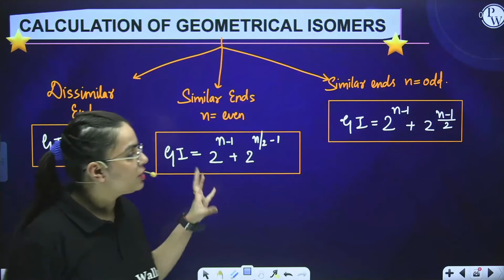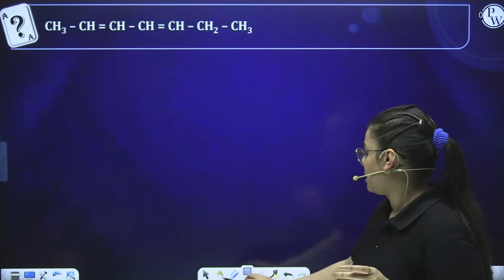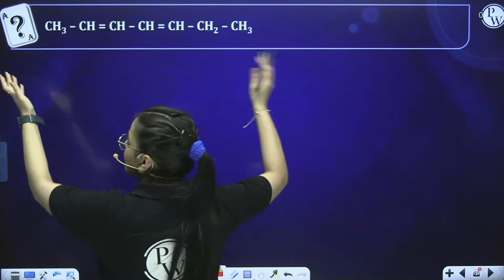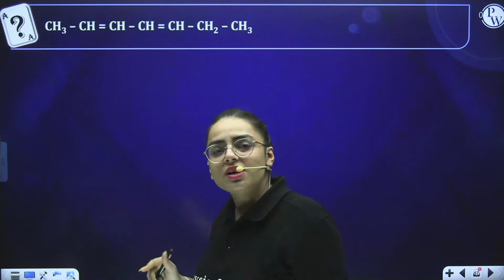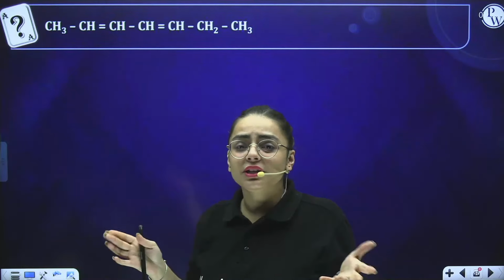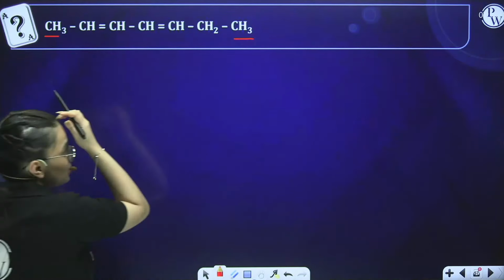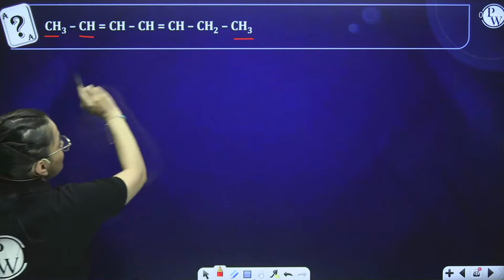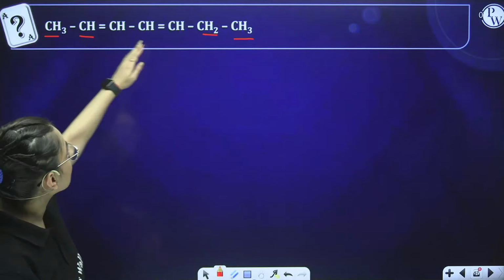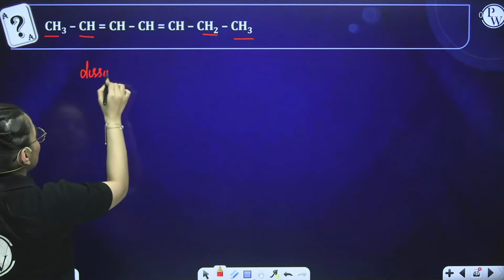Now I will tell you where to apply which situation. Let us see the very first case. In these cases, what you need to see, students, take left hand side and right hand side and start moving from outwards toward the inward side. Check the groups. If they are similar, then these are the similar ends. If they are different, then that is the dissimilar ends. So if I see from this side CH3 is there, from this side also CH3 is there. Now I will move inward. Here CH is there, but here CH2 is there. That means different groups are present. Further, here double bond is there, here single bond is there. That means it is the case of dissimilar ends.